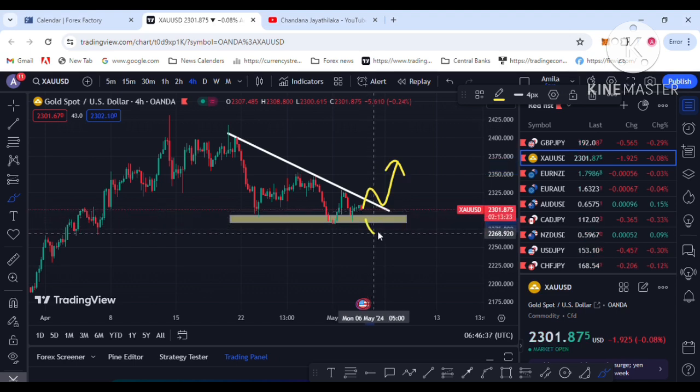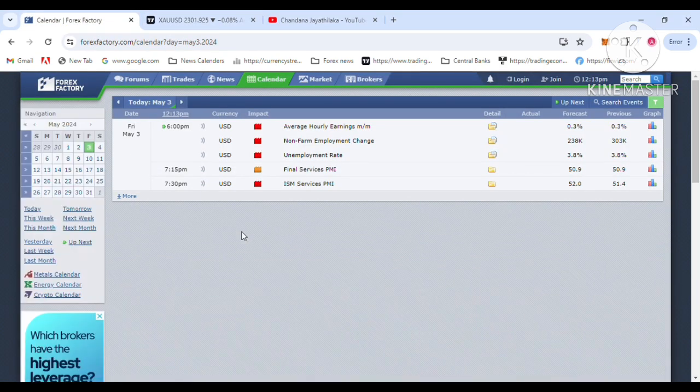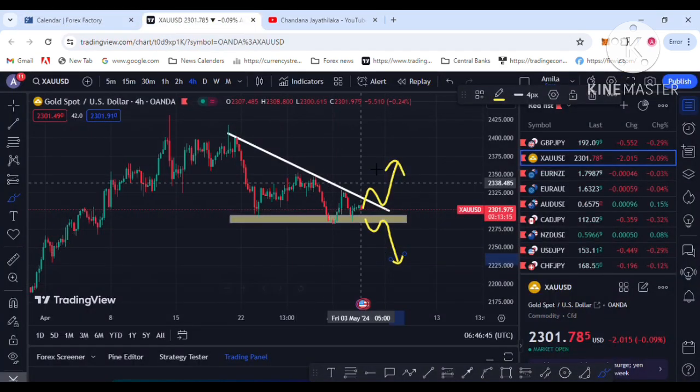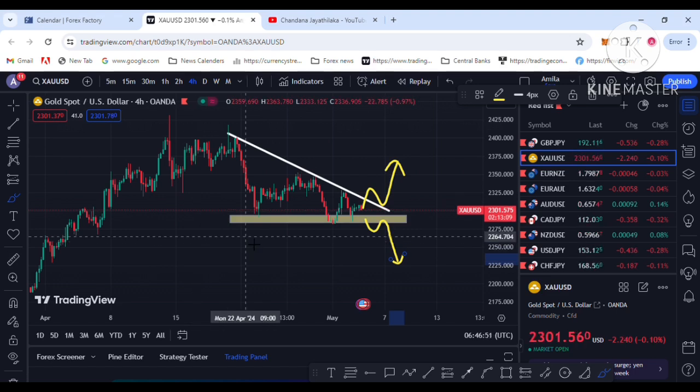That's the fundamental analysis. So with positive data, dollar demand rises and gold drops, and if the non-farm employment change data drops below forecast, that's negative, the dollar sells off and gold demand rises. That's my two options.